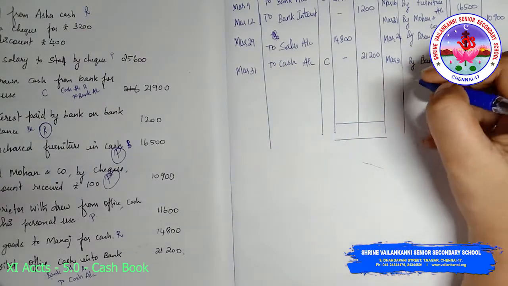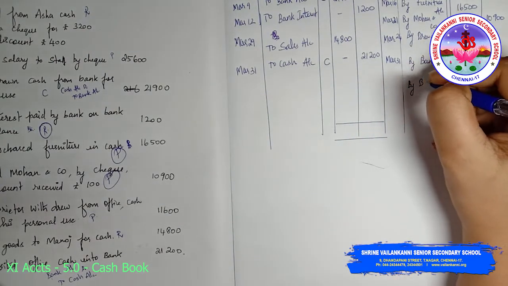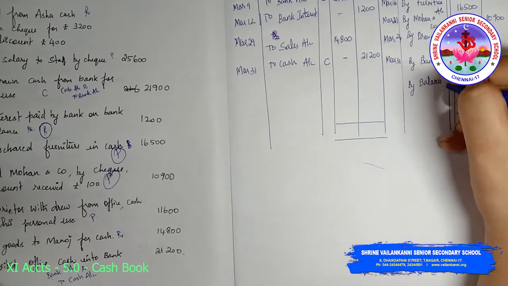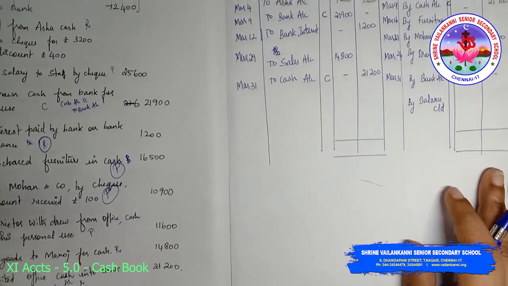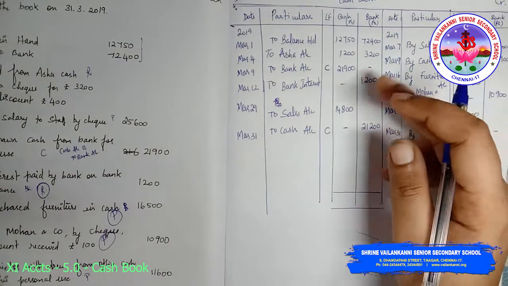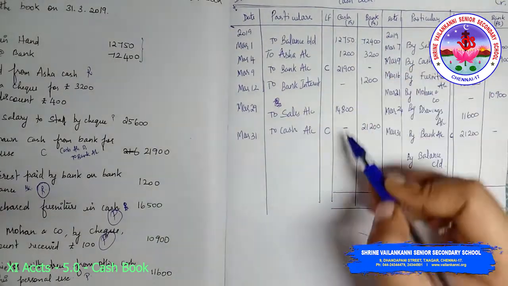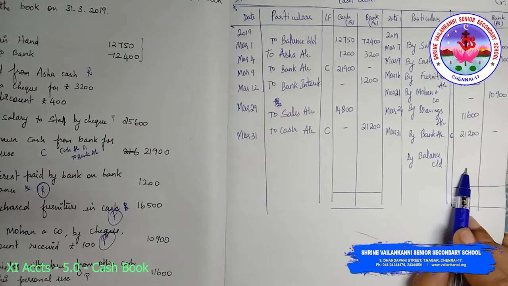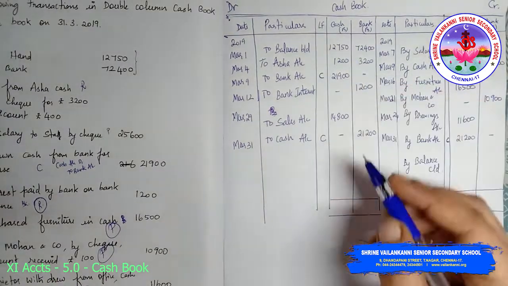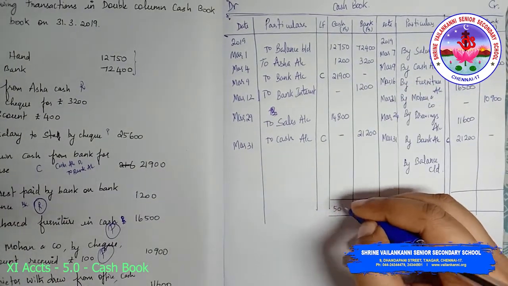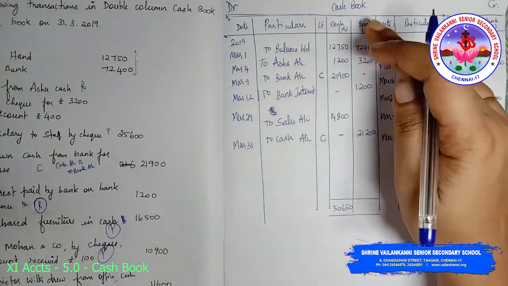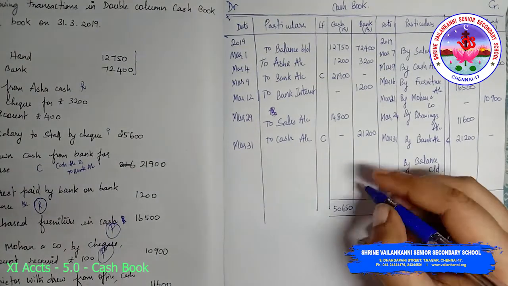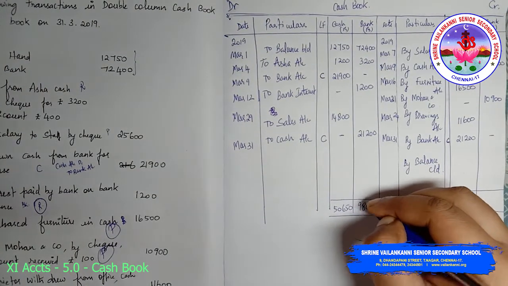So for the total, you have to write by balance carried down, because the debit side total is more than the credit side total. The debit side total in the cash column comes to 50,650 and the bank column total comes to 98,000.